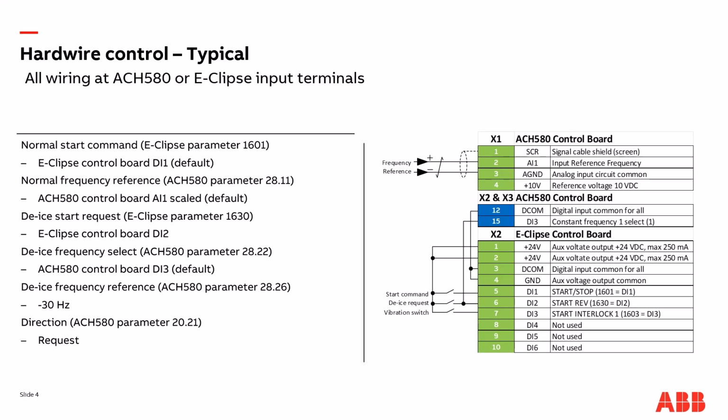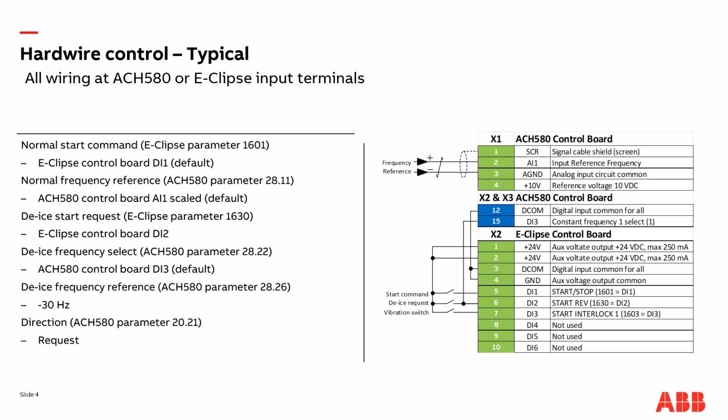And then to the left is a summary of the parameters required to set this up for both the ACH580 and the E-Clipse. So for normal start mode operation, this is going to be set up at E-Clipse parameter 1601. And this will be configured for DI1, and this is the default setting. And then for the frequency reference, this is going to be set up on the ACH580 in parameter 2811, and this will be analog input 1, and this is also the default setting.